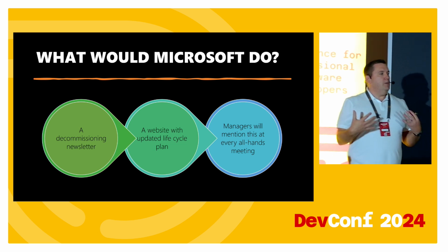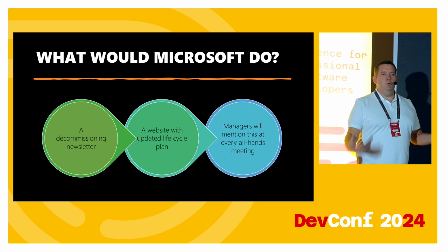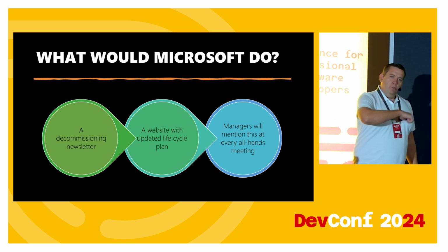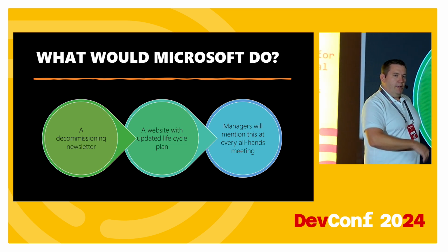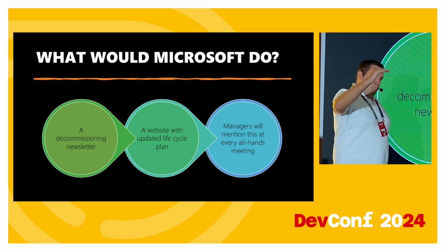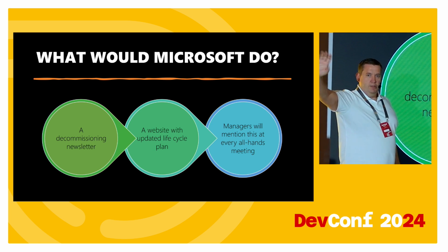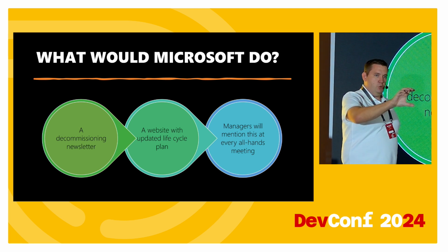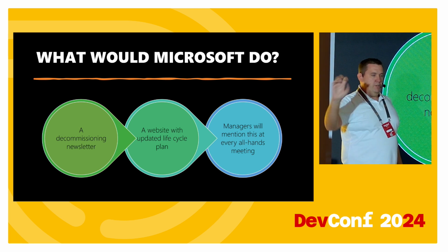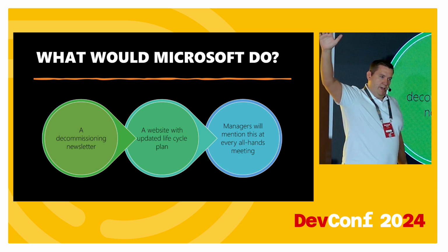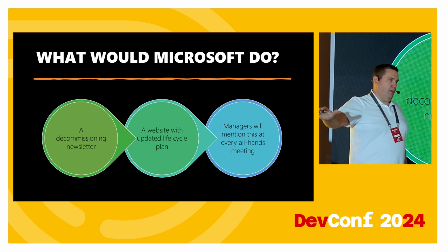But the first thing we did is we started a decommissioning newsletter. Every month, we would send an automatic email saying, these endpoints will be decommissioned on this date. Please start using these endpoints. These modules will be decommissioned. Please start using these modules. And if we knew, we would also attach what software products were being affected.